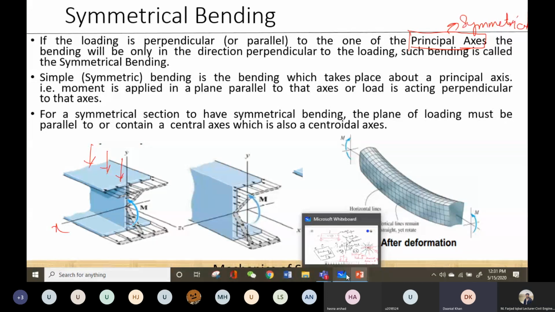There will be, that's not a diagonal method, that is basically a principal axis. There won't be any principal or symmetrical plane, but there will be a principal axis. So if I apply the load parallel to that principal axis, then I can have symmetrical bending in the case of an unsymmetrical section as well. But let's just stick to the symmetric section for now.